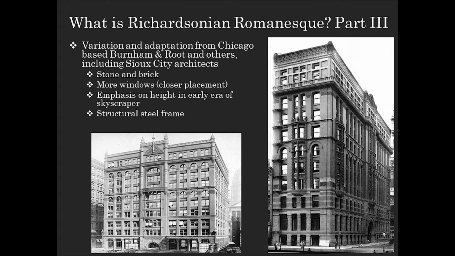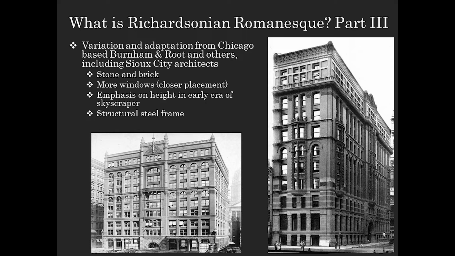What is Richardsonian Romanesque Part 3? The two images you see here are both later examples of Richardsonian Romanesque, and this is in the early era of the skyscraper. Both of these buildings are located in Chicago. So there's variation and adaptation from the Chicago-based architecture firm of Burnham and Root, along with others, and this variation also includes a handful of Sioux City architects, and we'll talk about them in just a little bit.